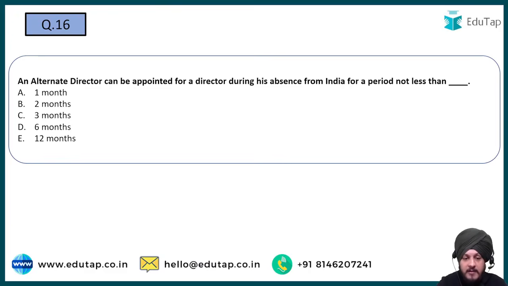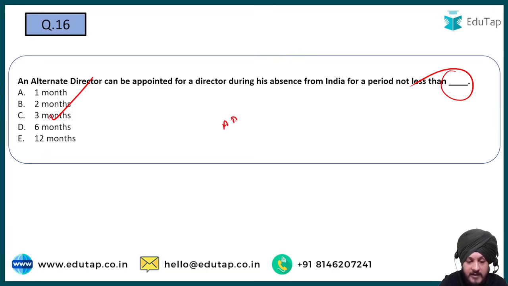An alternate director can be appointed for a director during his absence from India for a period of not less than what? Not less than dash, right? So A 1 month, B 2 month, C 3 month, D 6 month, and E 12 month. So the correct answer to this question is going to be what? It is going to be basically 3 months as a part of it, right?